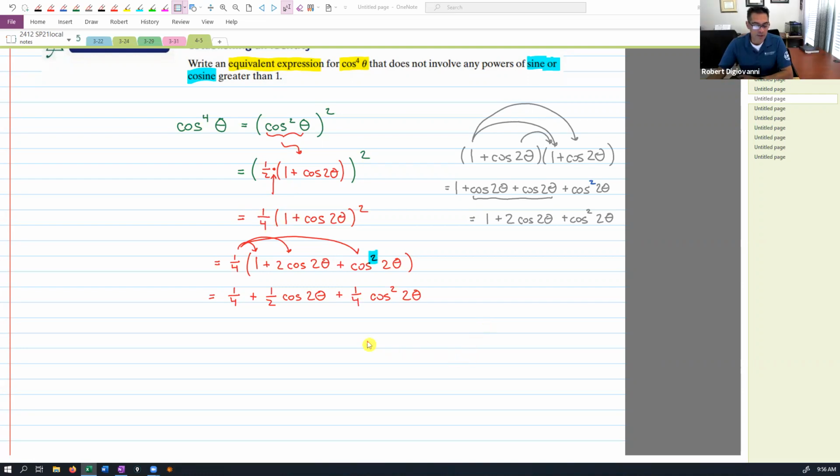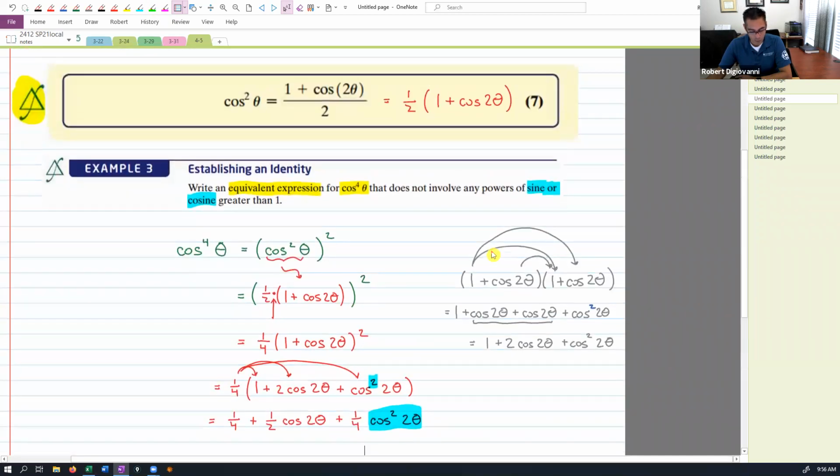Yeah, I'm asking, what would the next step be? Because we don't have it in terms of sine and cosine with powers that can't be greater than 1. So do you see where I have a power greater than 1? Yes. Okay, so what can you do to this to make it where it no longer is squared? Take the square root of it. No. Maddie, do we have a way of reducing the power?